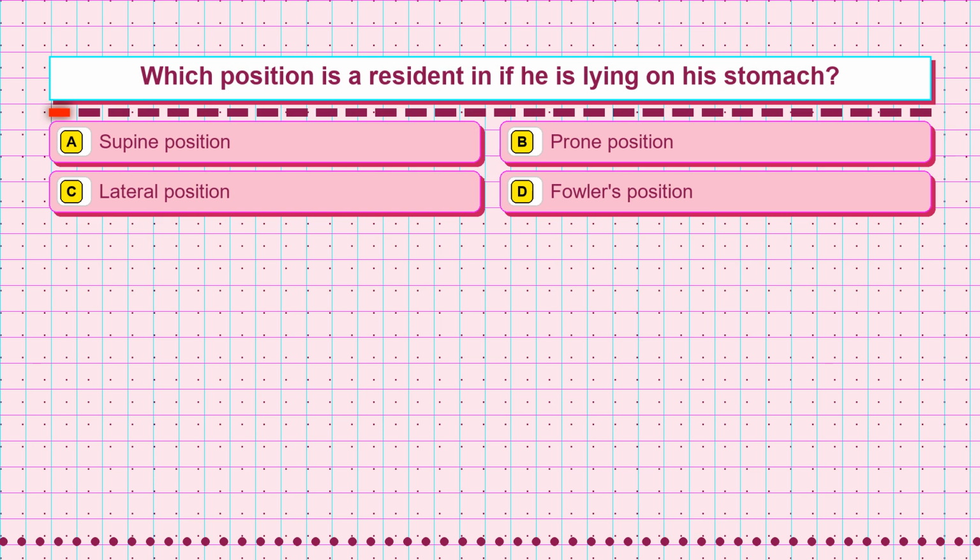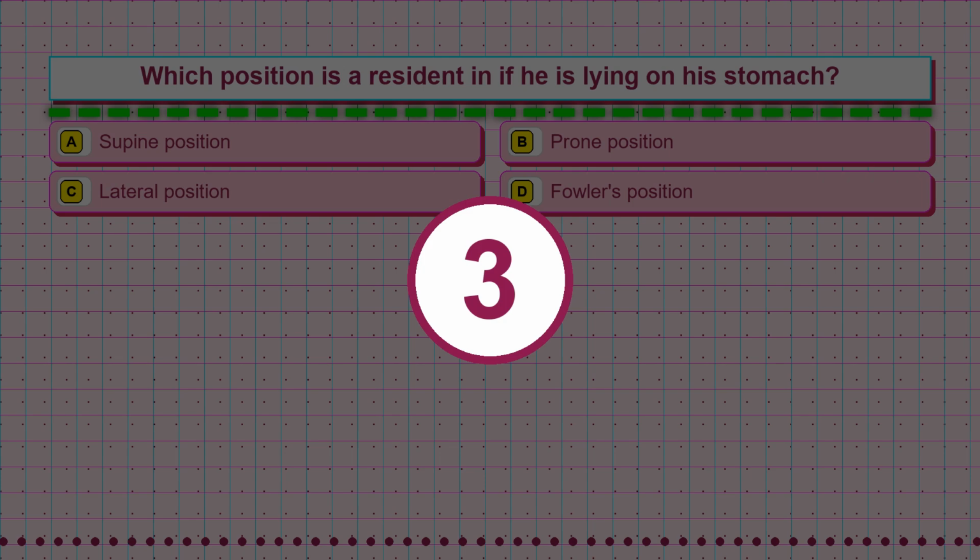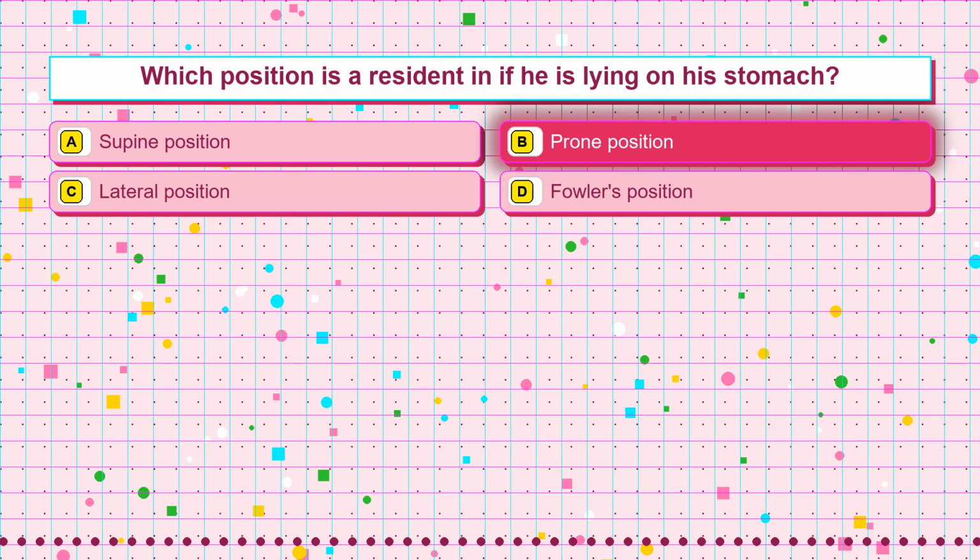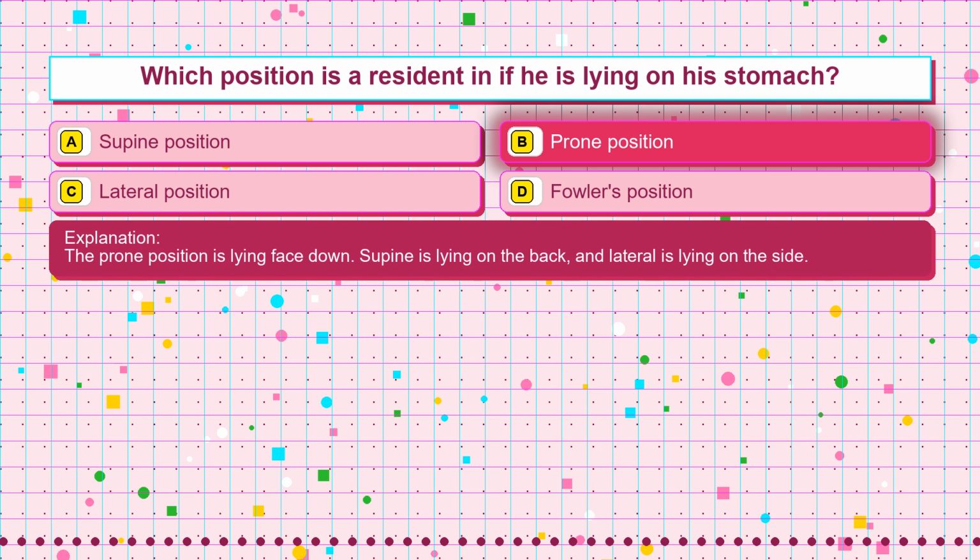Question 23. Which position is a resident in if he is lying on his stomach? Option A, supine position. Option B, prone position. Option C, lateral position. Option D, a Fowler's position. The correct answer is option B, prone position. The prone position is lying face down, supine is lying on the back, and lateral is lying on the side.